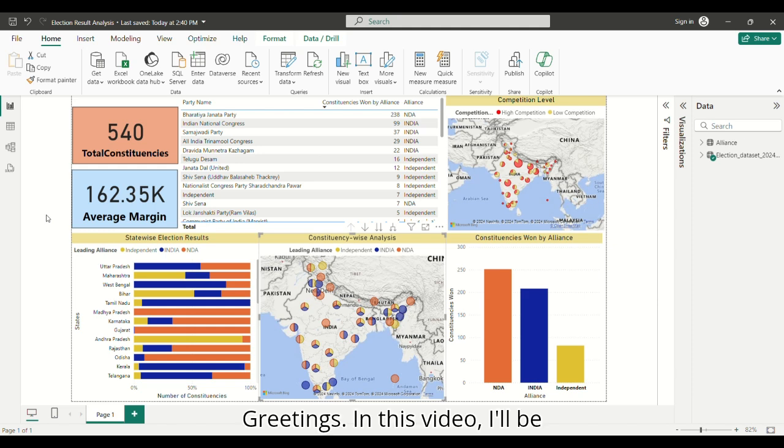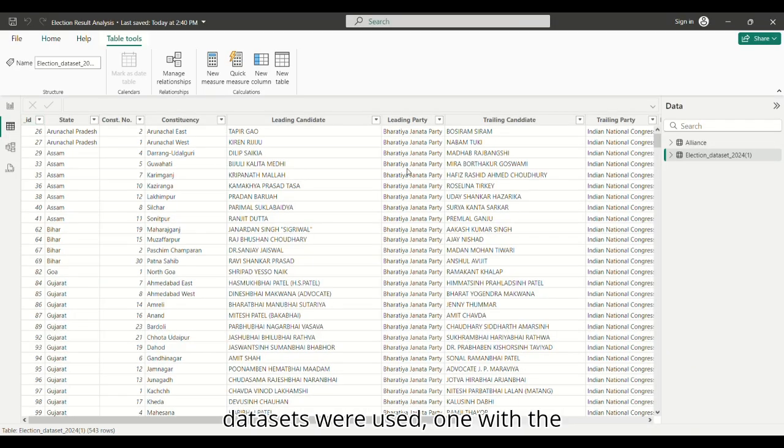Greetings. In this video, I'll be explaining the election result analysis for the year 2024, which is carried out using PowerBI. First, let's take a look at the data. Two data sets were used, one with the party-wise election results, and the second data set tells us which party belongs to which alliance.